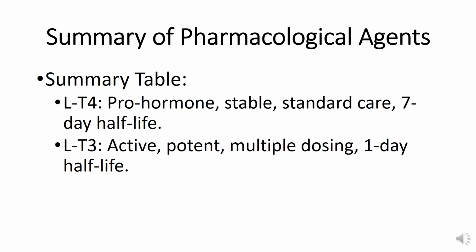In summary, levothyroxine is a prohormone with a long 7-day half-life, excellent stability, and a well-established role as standard therapy. Liothyronine is the active thyroid hormone, more potent, faster acting, and characterized by a short 1-day half-life that often necessitates multiple daily doses. Understanding these differences helps clinicians select the most appropriate therapy for each individual patient.